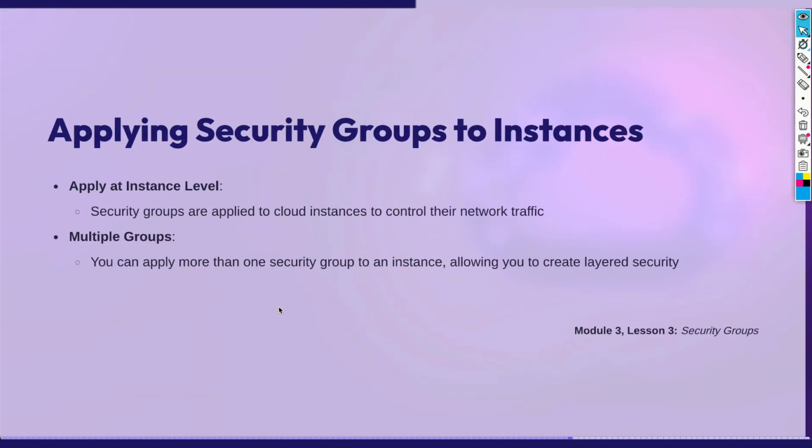So applying security groups to instances, you can apply security groups at the instance level, and this controls in and out traffic within your network. You can apply more than one security group to an instance, allowing you to create really layered security, all right? So again, you can block IPs, you can block ports, and just allow in and out traffic from your security groups.